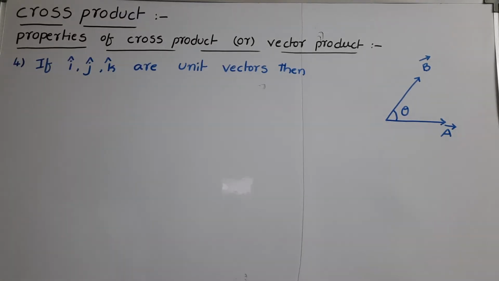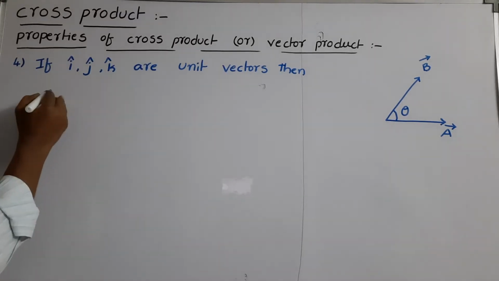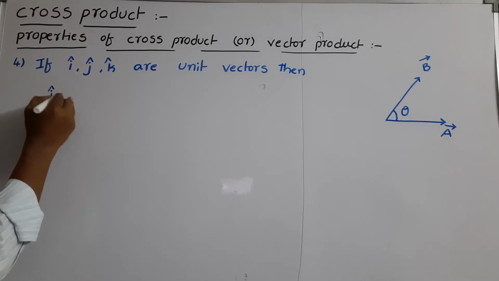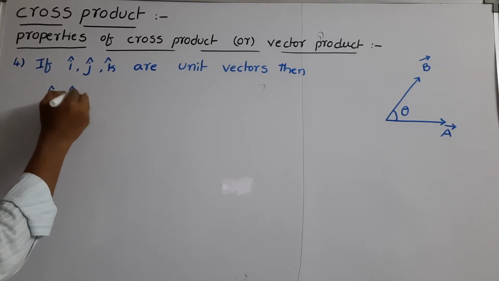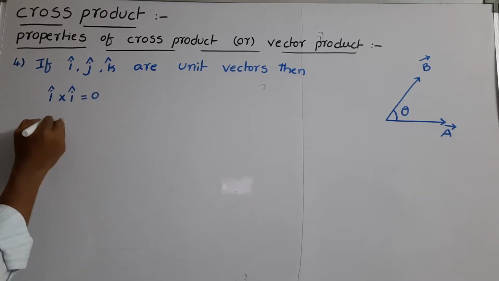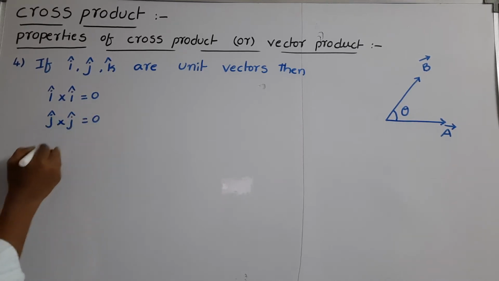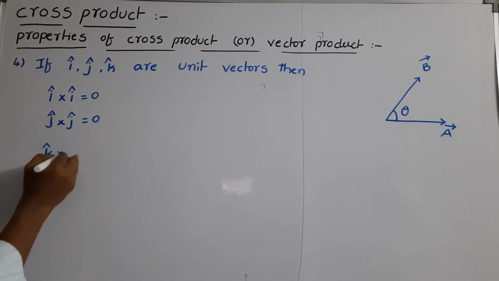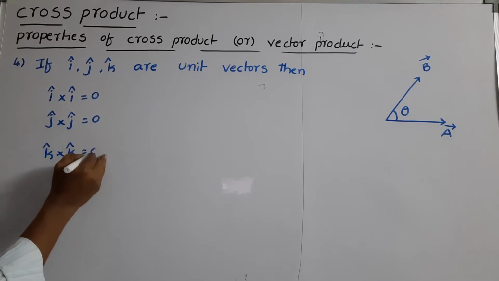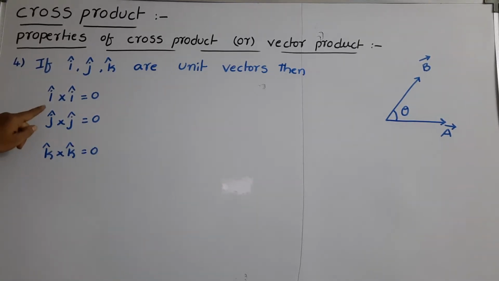Next, if i, j, k are unit vectors, in this, i cap cross i cap is equal to 0, j cap cross j cap is equal to 0, k cap cross k cap is equal to 0. Because here i and i, these two are in the same direction. i cap and i cap both are parallel vectors. So that's why the cross product between these two unit vectors is equal to 0.